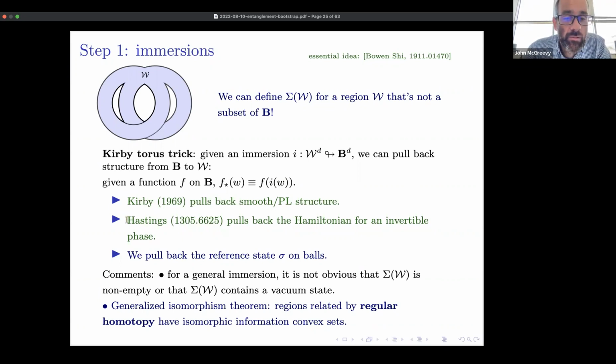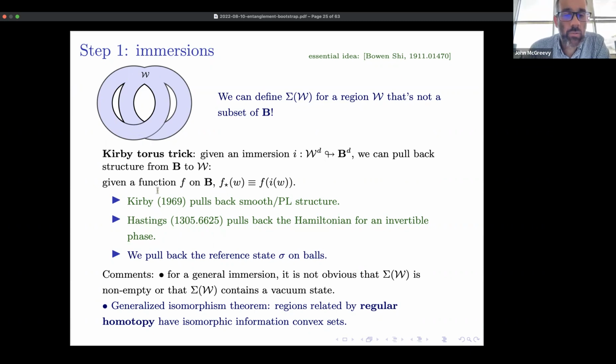The same idea was used not too long ago by Hastings to pull back a local Hamiltonian for an invertible phase for his own nefarious purposes. And we're going to use the idea to pull back the reference state on balls. So that we can compare, given a state on W, I can use the reference state on the big ball to compare locally the data on the wave function on W, on a little ball, to the wave function on the big ball.